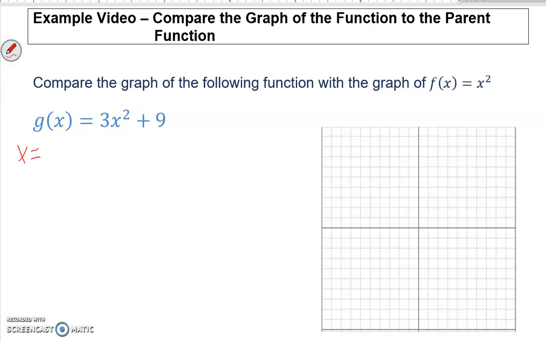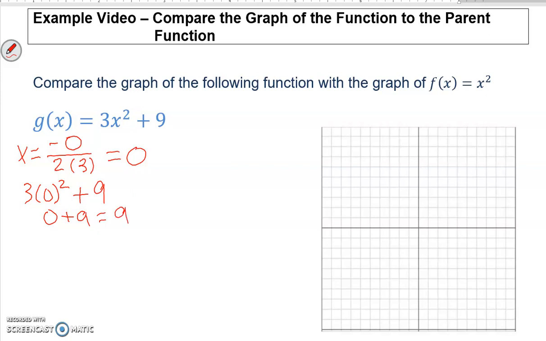So x equals negative b over 2a. We don't have a b value, so it's 0, over 2a, which is 3. That'll equal 0. And so we plug that back in to find our vertex. So 3 times 0 squared, plus 9. Well, 0 squared is 0, times 3 is 0, plus 9 equals 9.